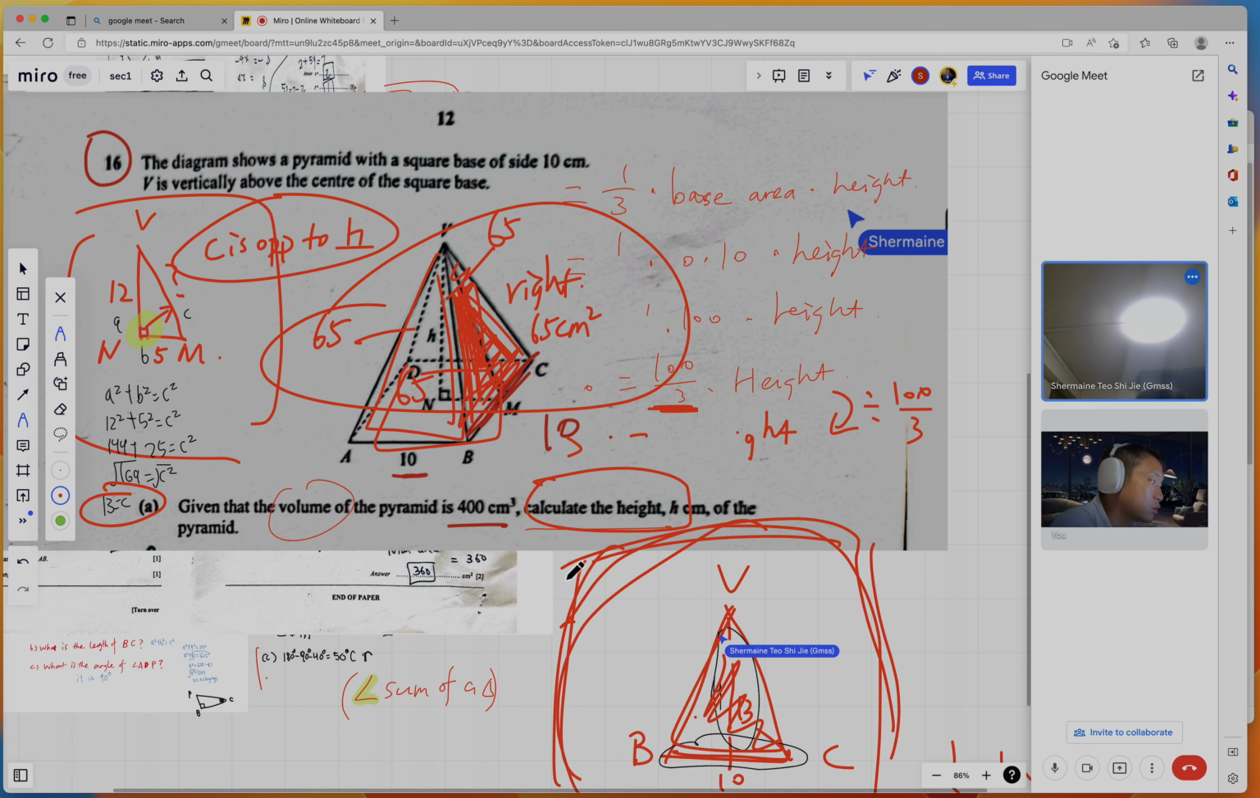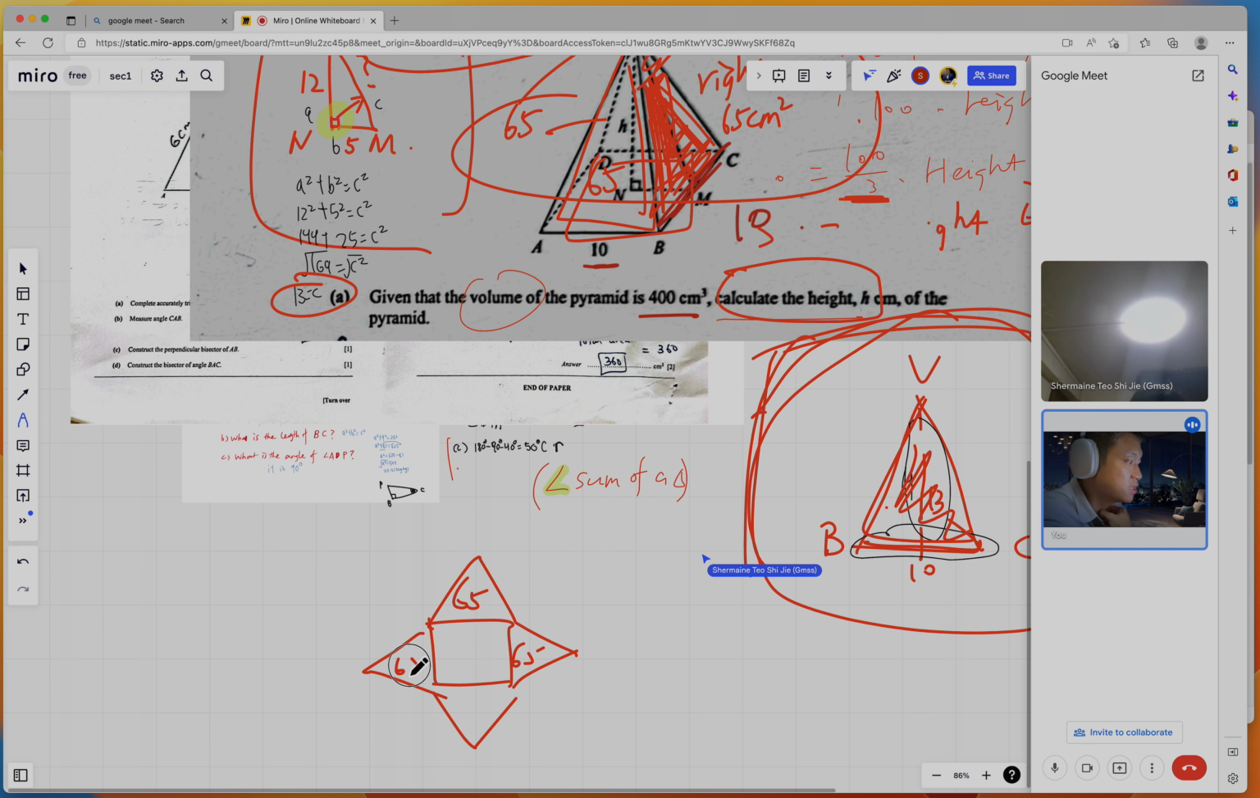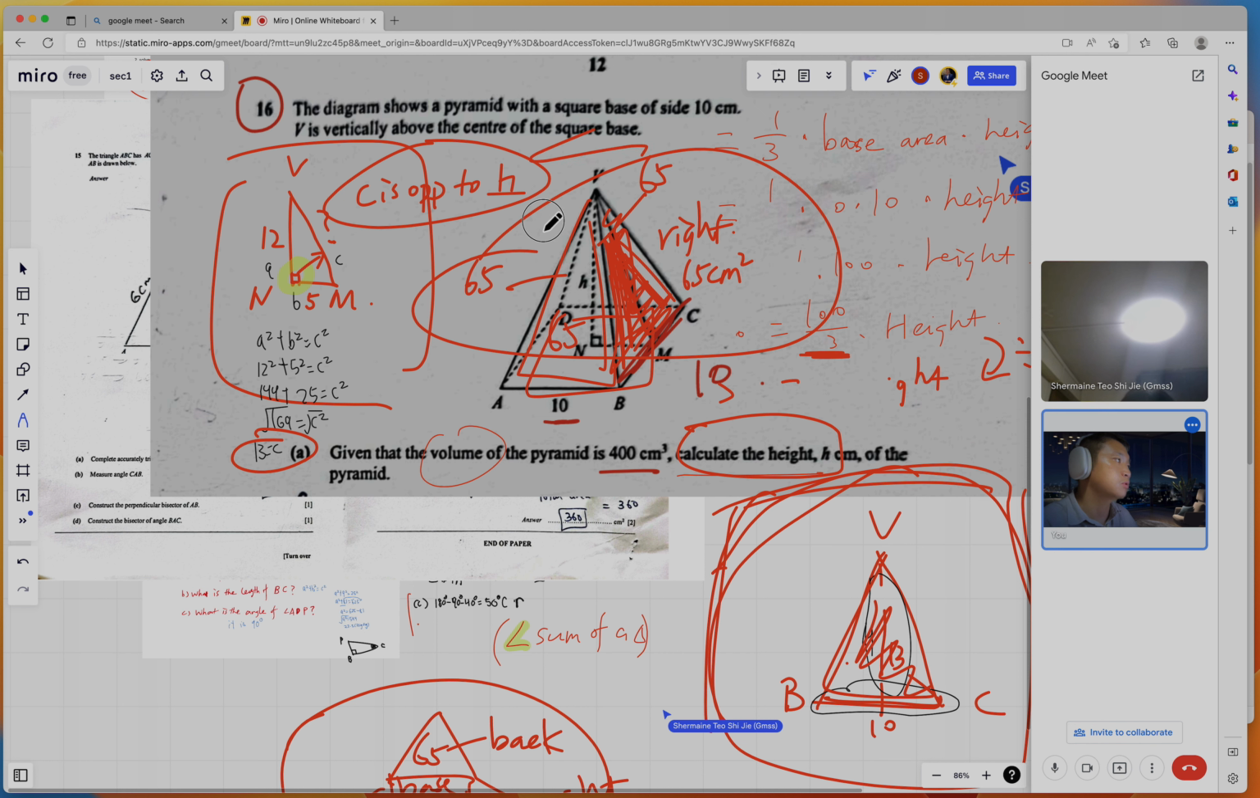Yeah, that's why your teacher opens it up like this. So basically if you have a pyramid, you open it up to this one. So this is 65, this is 65, this is 65, 65, then this is 100. So you just add all this up, you get the total surface area. Does it make sense? Yeah. So that's why you see your teacher. Okay, so it's the same strategy. This is the back, this is the front, this is the right, and this is the left, and 100 is the base. There is no top. Does it make sense? Yeah.